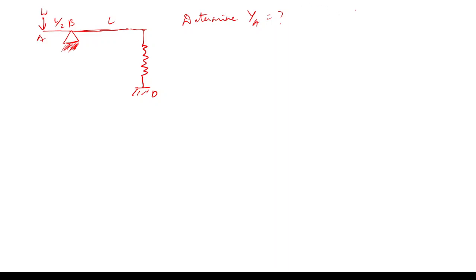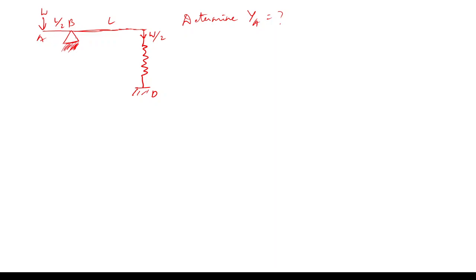It will be W by 2, sir. Yeah, it should be W by 2. And the direction is downward. Sir, is there any trick to get this quickly?